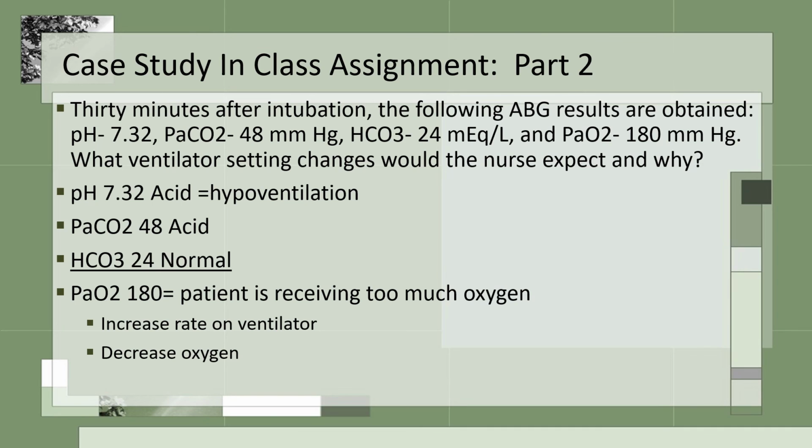So when we have respiratory acidosis, our patient is hypoventilating. They are not ventilating enough. So we need to increase the rate on the ventilator. And then we also need to decrease the amount of added oxygen.